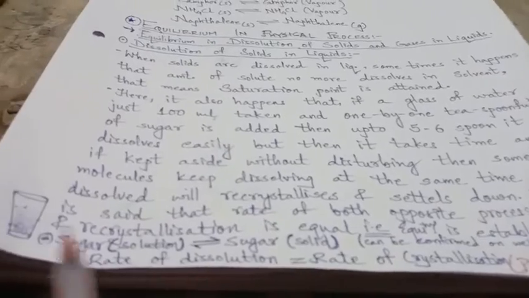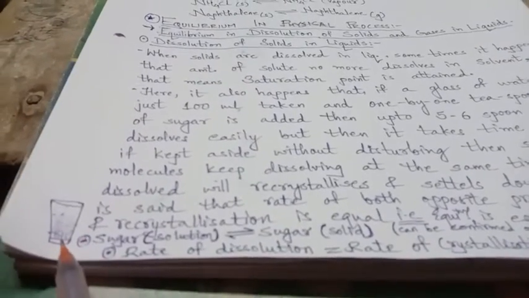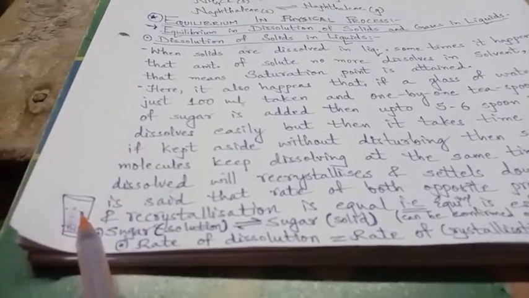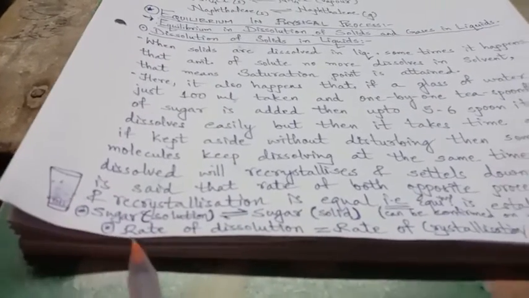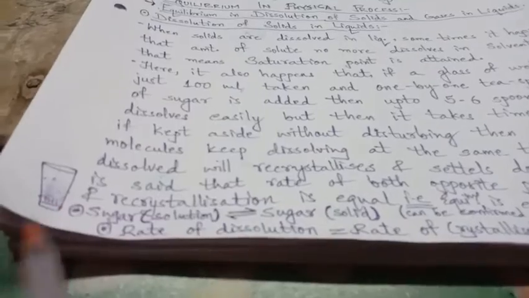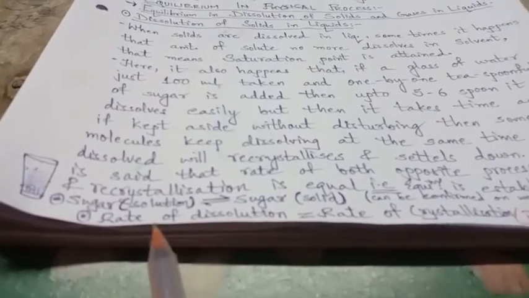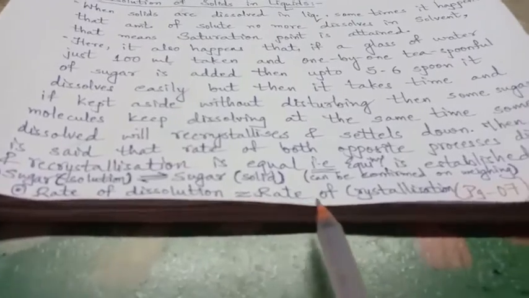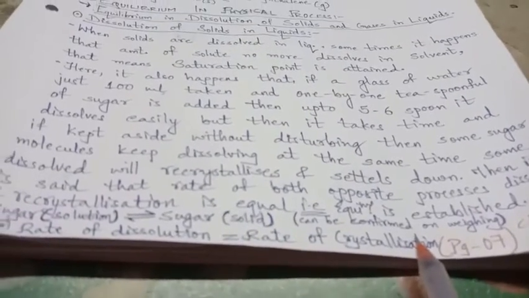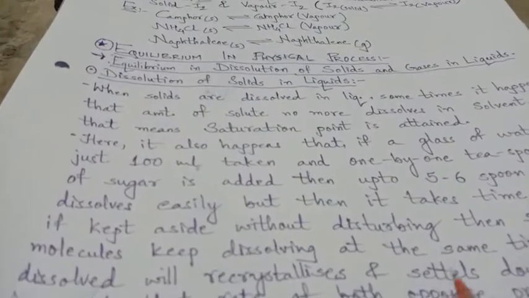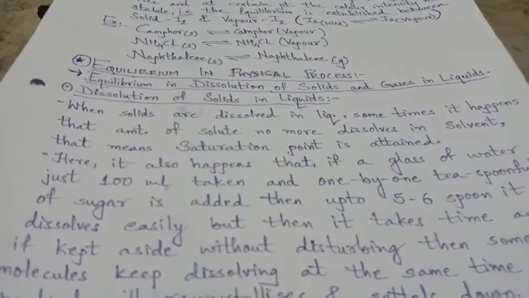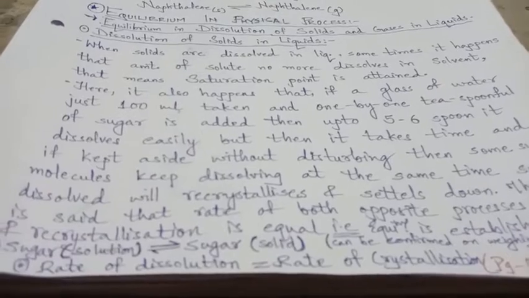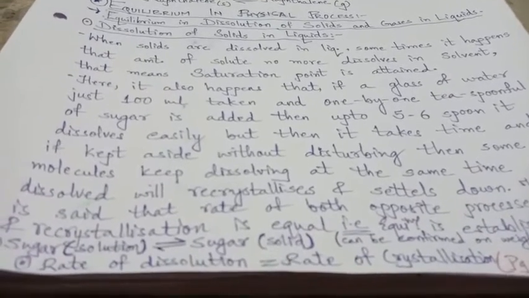Here the rate of dissolution and the crystallization take place at the same time. From dissolved, the crystallization takes place. So this happens at the same rate, same speed. So we can say that at equilibrium, the rate of dissolution is equal to the rate of crystallization. And this is how the dissolution of solids in liquid can attain equilibrium, or equilibrium can be established in a solid-liquid solution.